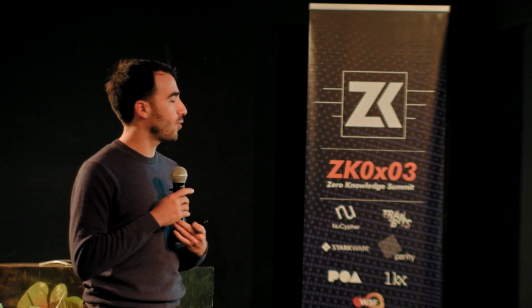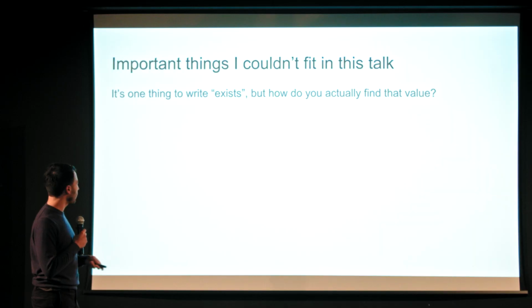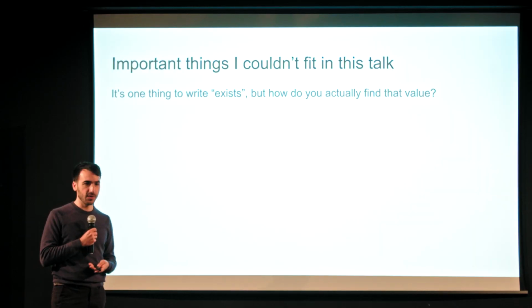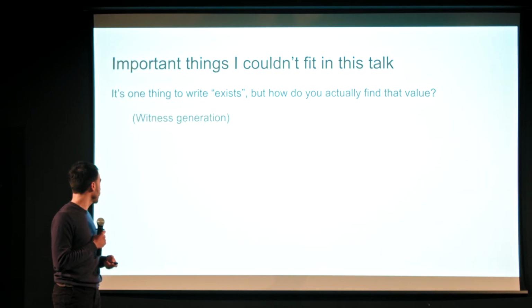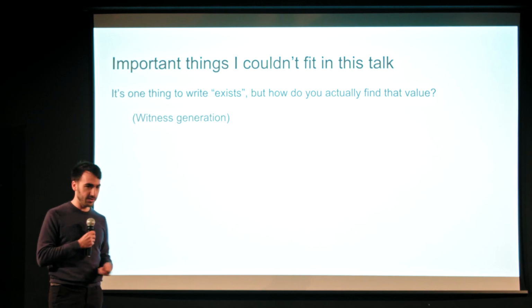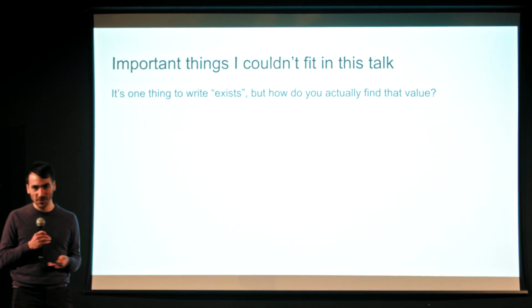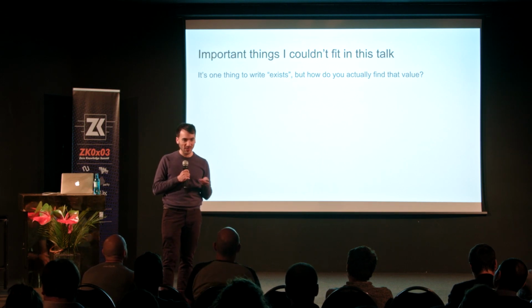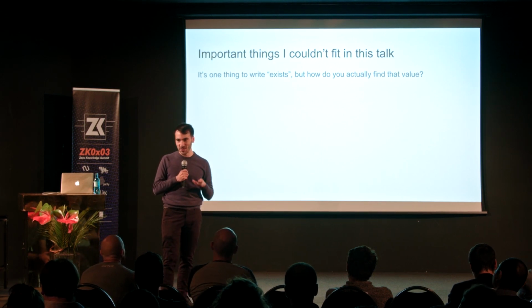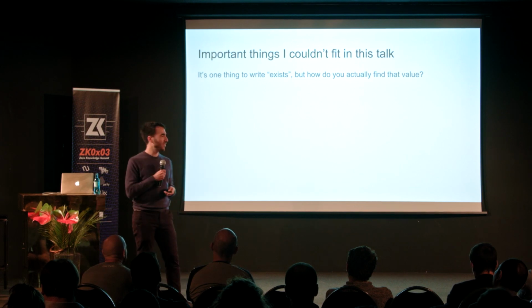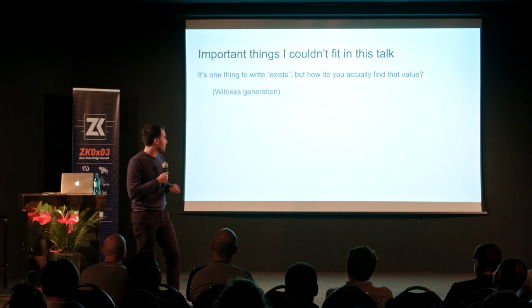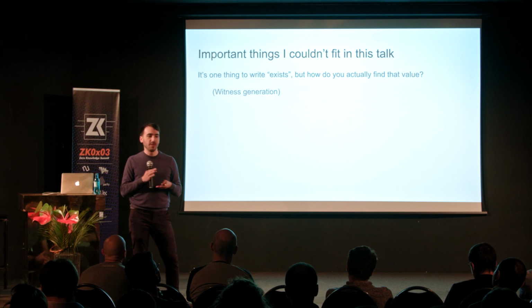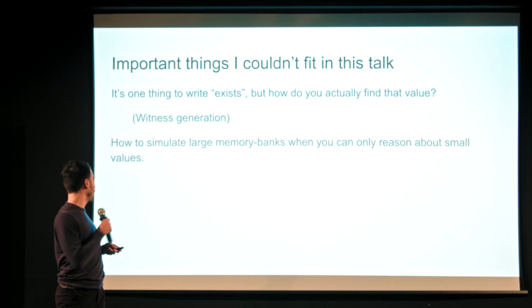Let's see. Yeah, so some important things that I wanted to talk about but couldn't talk about. One is it's one thing to write exists, to just write guess, but you actually have to find that value because it's on a magic computer. As someone back there said, it is executing on a normal, quote unquote, computer. So you need to actually specify how to find that value. This maybe someone would call witness generation.